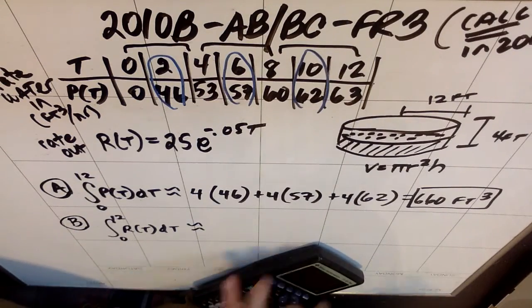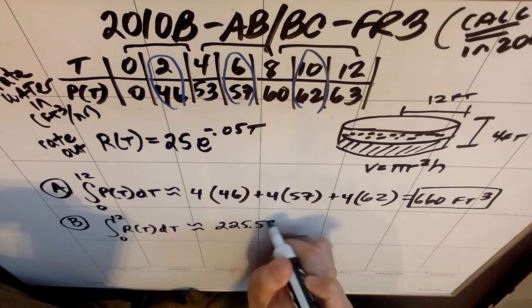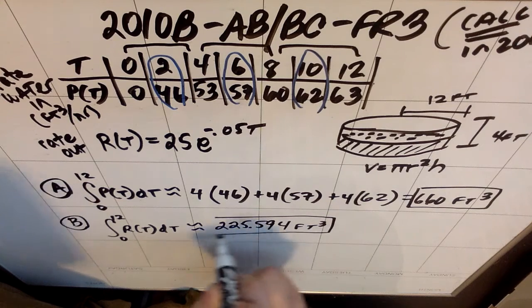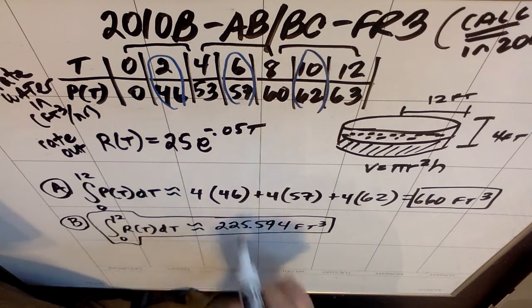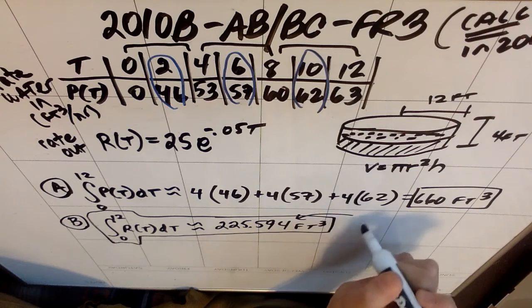So that's 225.594 feet cubed. All right. Notice that you need that integrand again, right? You need the integrand that says what you're looking for, and you need your units, and your calculator's doing most of the heavy lifting. I'm going to suggest that there's a good chance that I might need this again.